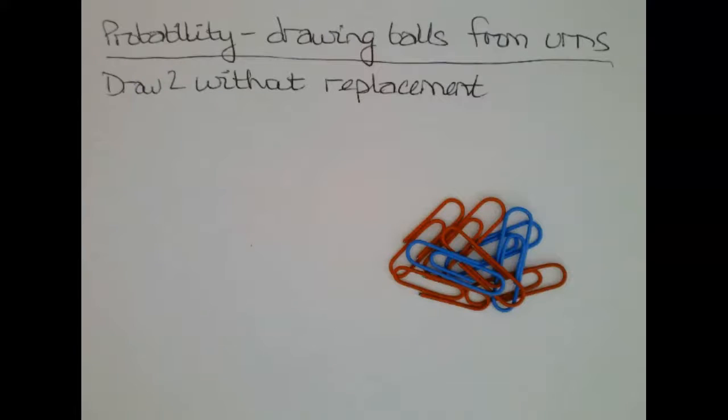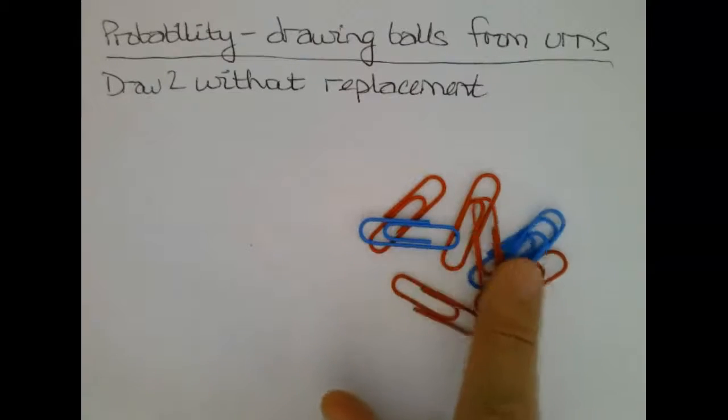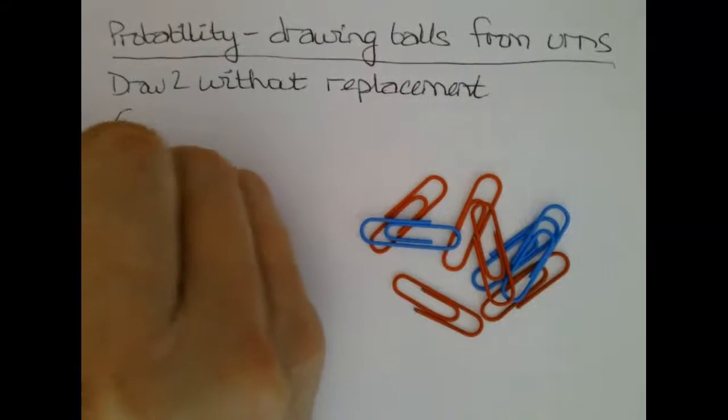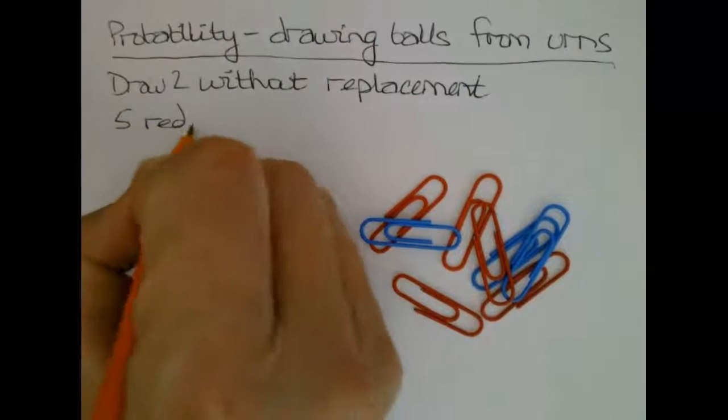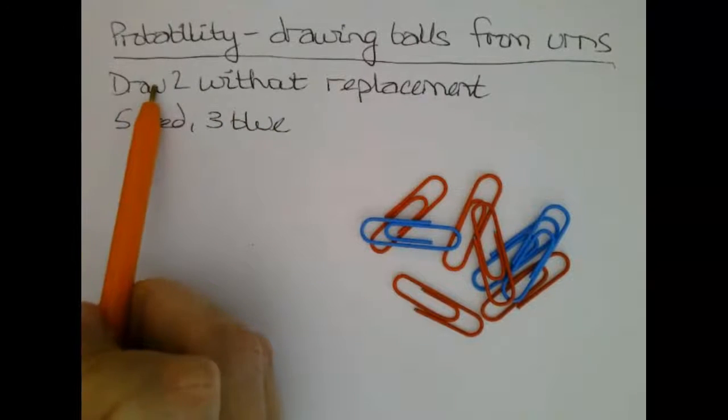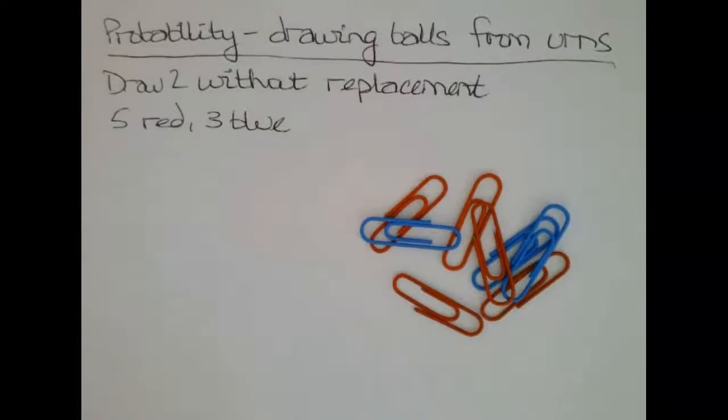A classic type of question in probability is drawing balls from urns. I don't happen to have an urn full of balls handy, but I do have a pile of paper clips. So in my pile of paper clips, I have 5 red ones and 3 blue ones. My goal is to draw 2 paper clips without replacement, and I want to find out what the possible outcomes are and the probability of each of those outcomes.